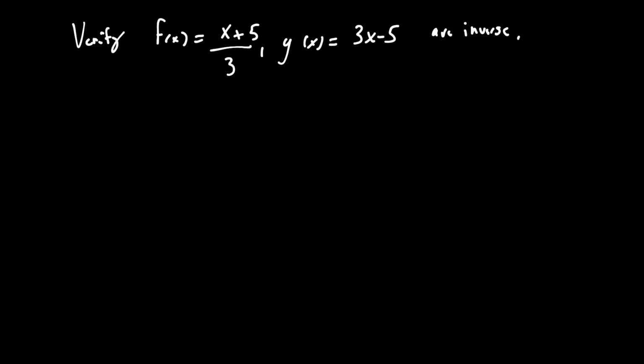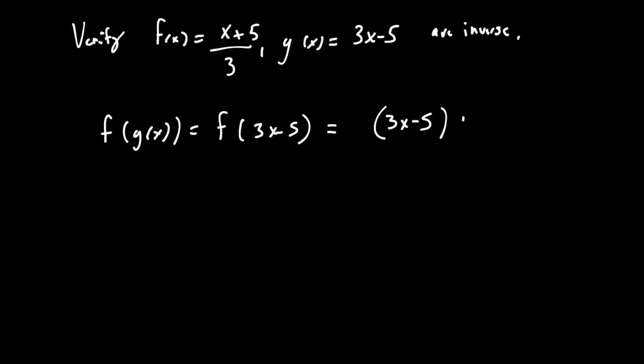Let's go ahead and use the inverse function property to verify that the functions f of x and g of x are inverses. First, evaluate f at g of x. And what we're going to do is replace all the x values in f of x with 3x minus 5. So this is going to be (3x minus 5 plus 5) divided by 3. Our 5's cancel out and we're left with 3x divided by 3, which is equal to x.